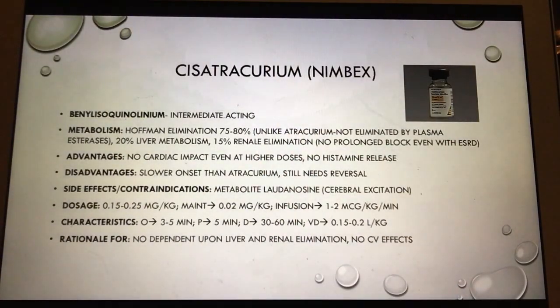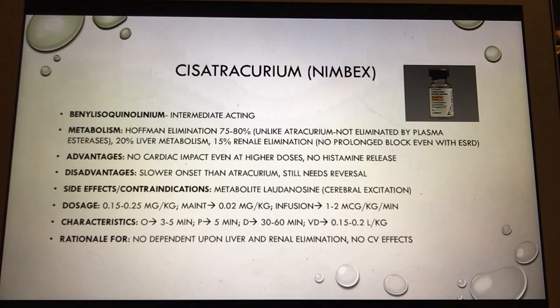The next one is cisatracurium. It's also a benzylisoquinolinium that's intermediate acting. It's metabolized by Hofmann elimination as well. There's no cardiac impact even at higher doses, and no histamine release. Still needs to be reversed. And some side effects that you'll see: you do have laudanosine metabolite as well. The dosages, it's 0.15 to 0.25 milligrams per kilo, maintenance at 0.02 milligrams per kilo, and an infusion at 1 to 2 mics a kilo a minute.